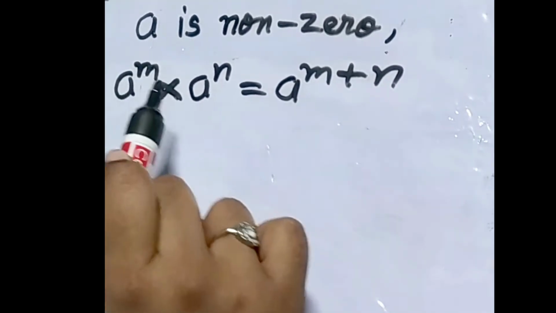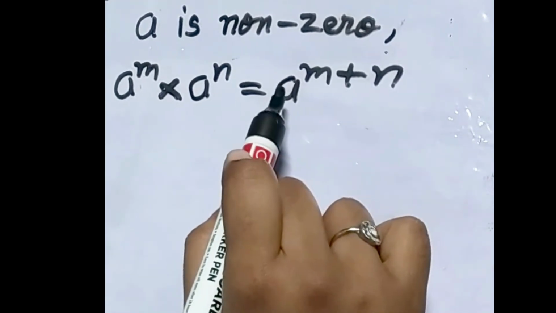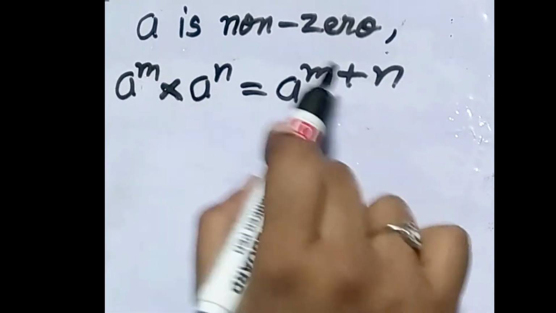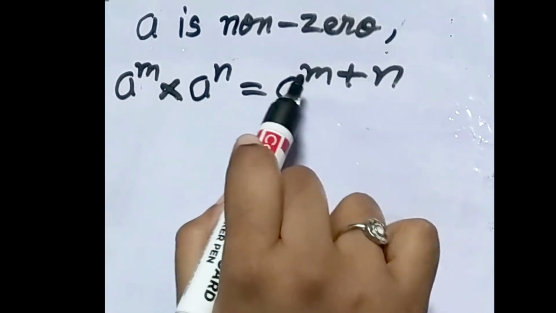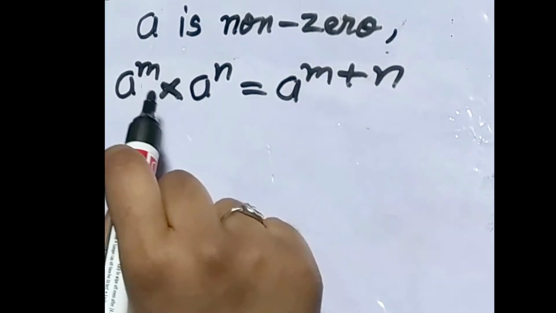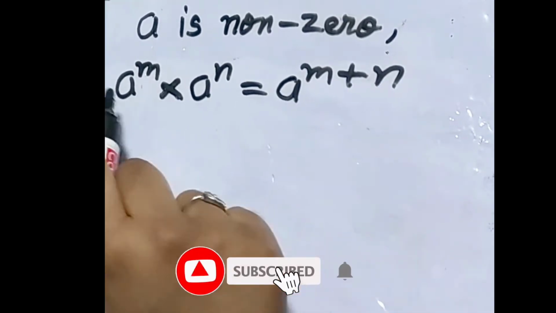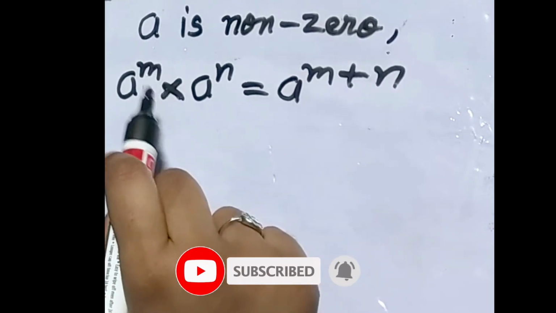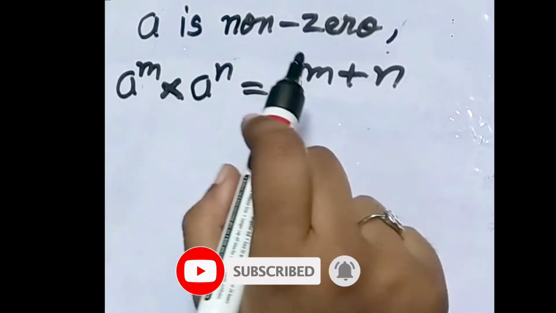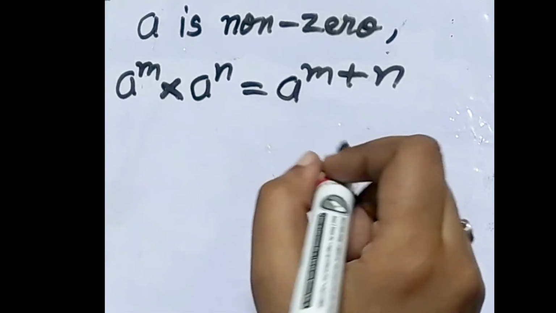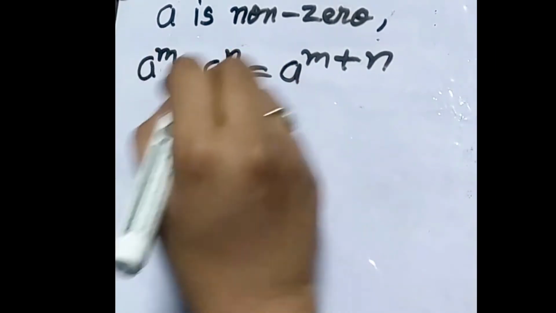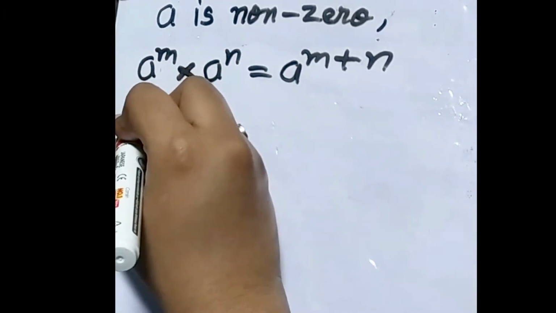Okay, that means we can write the base and both the indices, we can add both the exponents. Okay, see, this is very important. The base should be the same and there should be a multiplication sign in between, then we can add the indices. Okay, now we will see how this is applied using an example.